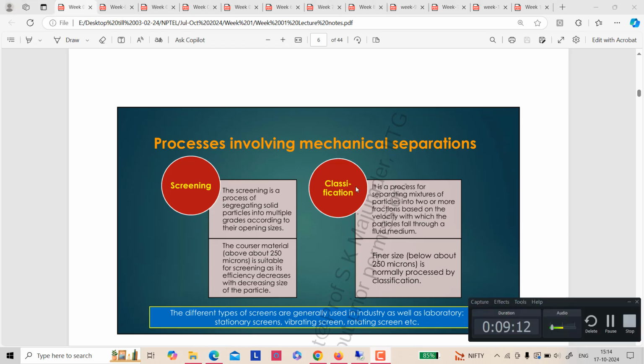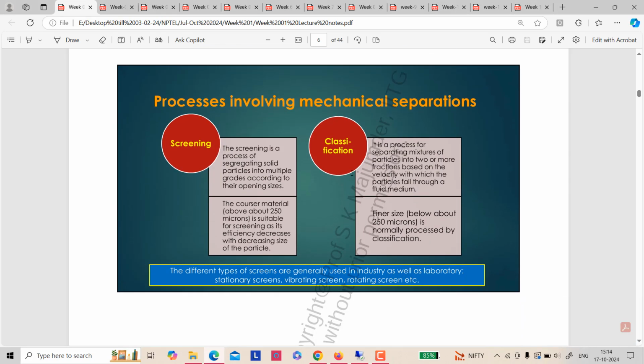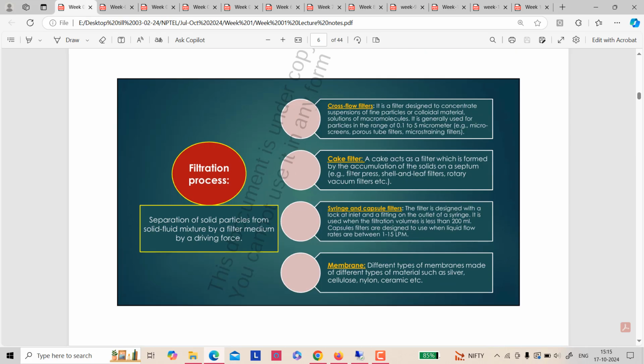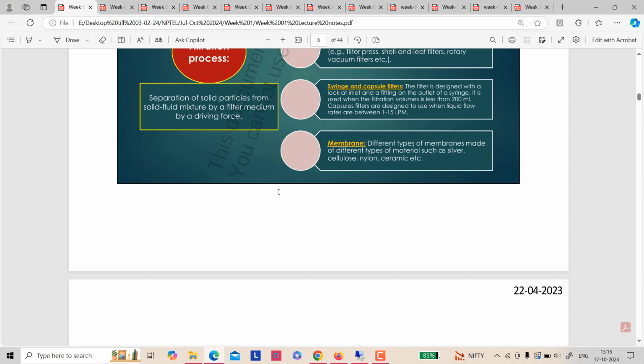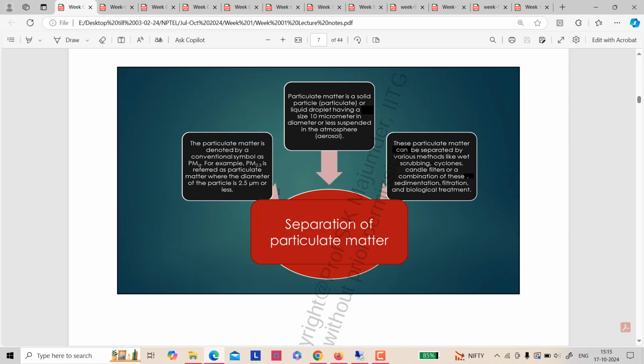So first one is the screening. You know the screen you have seen, where there is a mesh of different sizes, and through the difference of the mesh sizes, particles are separated. This is the filtration process. This is the separation of solid particles from solid fluid mixtures by a filter medium. Next is the separation of the particulate matter. Particulate matter ranges from 2.5 to 10 micrometer.